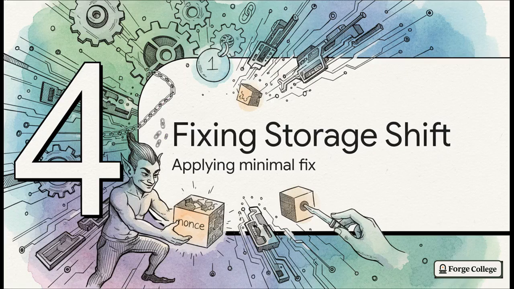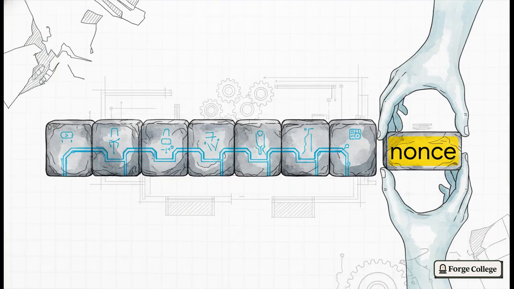All right, Section 4, fixing the storage shift, applying minimal fix. Now that we know that pesky nonce variable crashed the party by stealing slot 1, how do we carefully intervene? We apply the minimal fix, preserve the layout by placing the new nonce variable after the paused boolean. It is honestly the simplest, most effective fix. You just respect the original architecture and append any new items to the very end of the line.